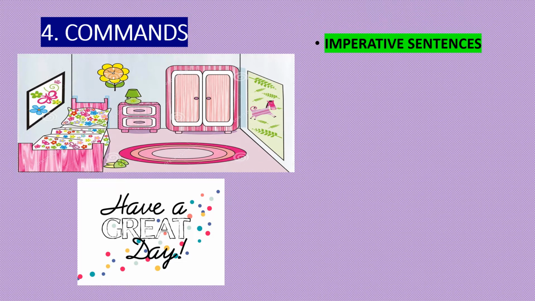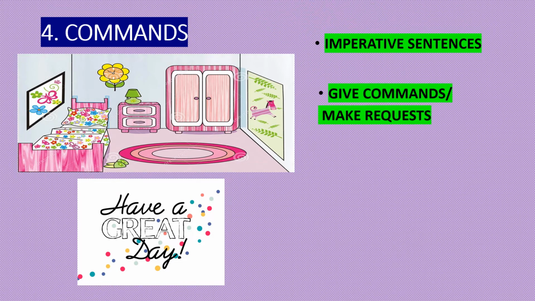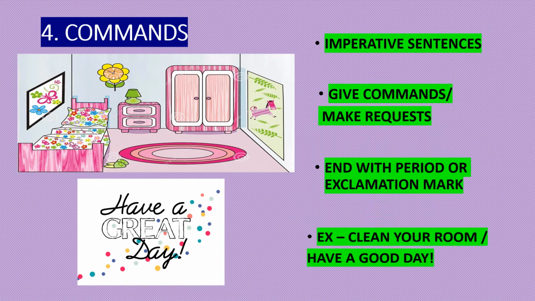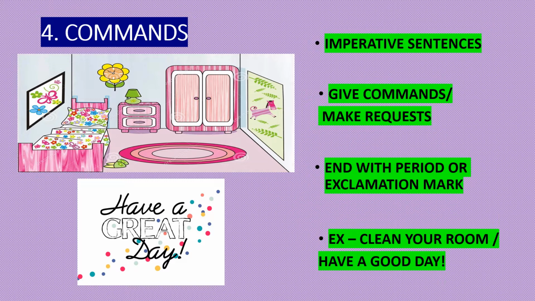The fourth type of sentence is an imperative sentence. The sentence which is used to convey a command, a request, or a forbiddance is called an imperative sentence. This type of sentence always takes the second person, like you, for the subject, but most of the time the subject remains hidden. Example, clean your room or have a good day.